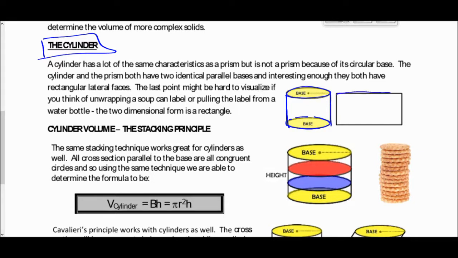And we unwrap the label from around it. The shape of that label, as you can see, if we unwrap it from around the can, would be a rectangle. And whatever the height of the can is, would also be the same height as the rectangle. Now this distance around the can, well, it's a circle, right? The distance around a circle is circumference, 2 pi r, and so the width of our rectangle would be equivalent to that, so that's also 2 pi r.